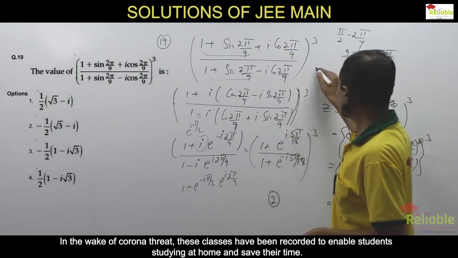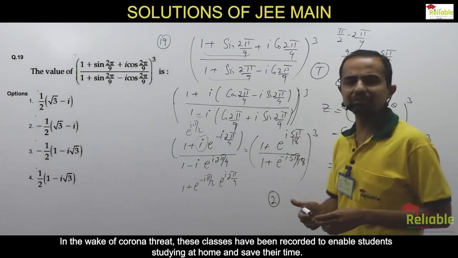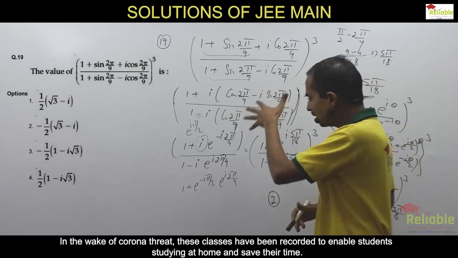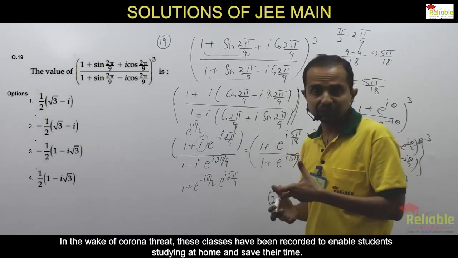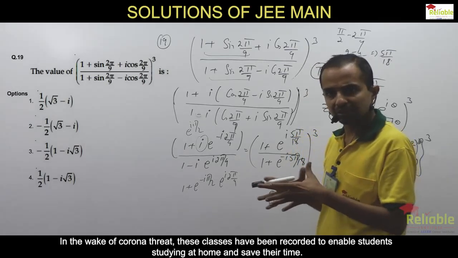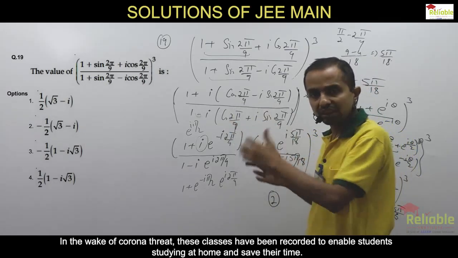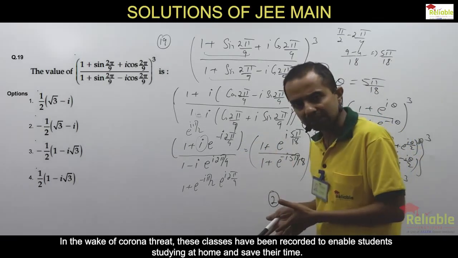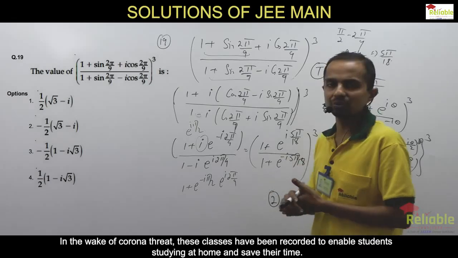I will rate this problem as a tough one because it entails some calculations, and typically I have found that students don't prima facie apply Euler's method. They just like to apply the Cartesian one, multiplying with the conjugate, and then it will entail very heavy calculations. Although this is also not a very easy calculation, so I will rate this problem as a tough one.